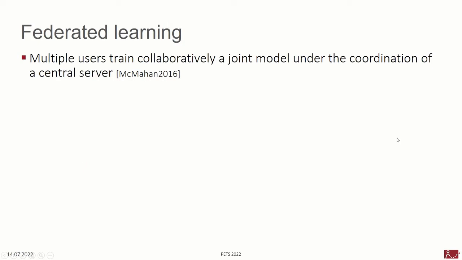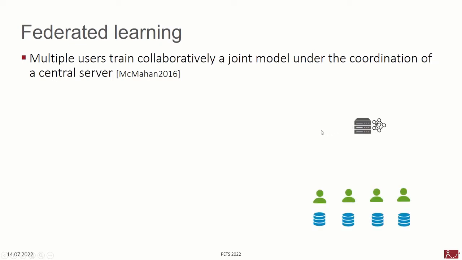So let's start from the end of my title. What is federated learning? Federated learning is a machine learning technique proposed by McMahan in 2016 to train a collaborative model under the coordination of a central server.